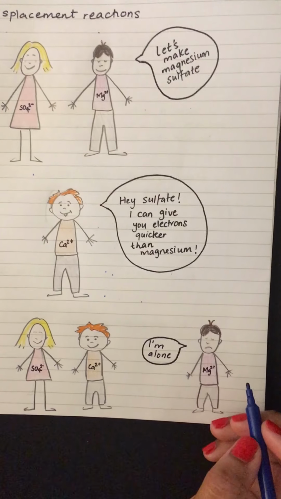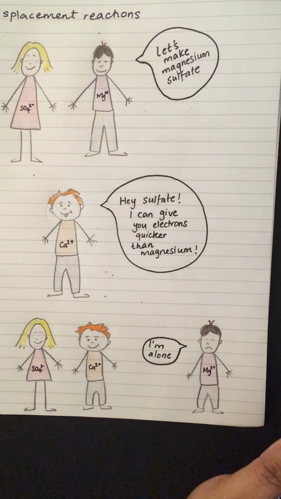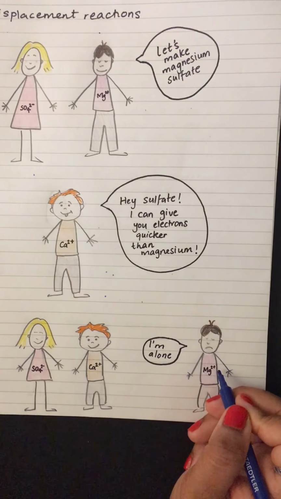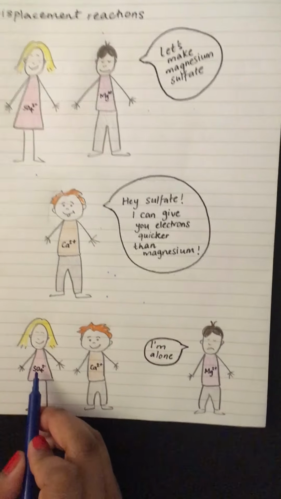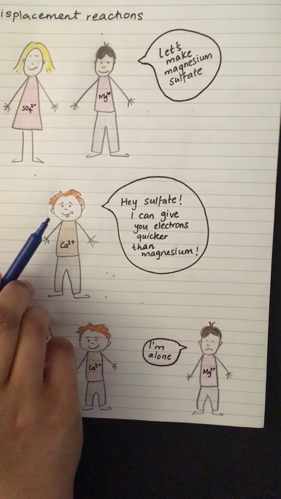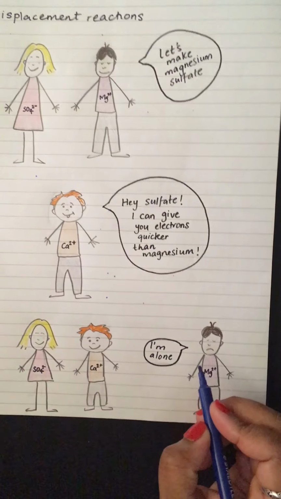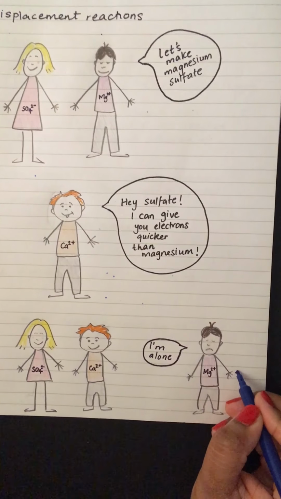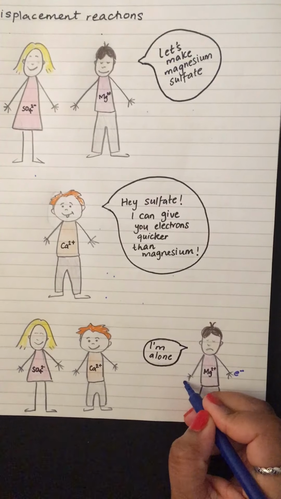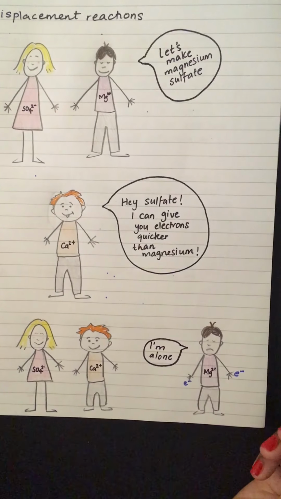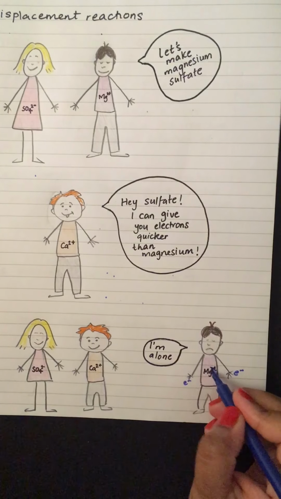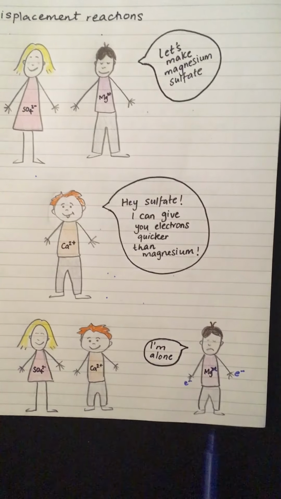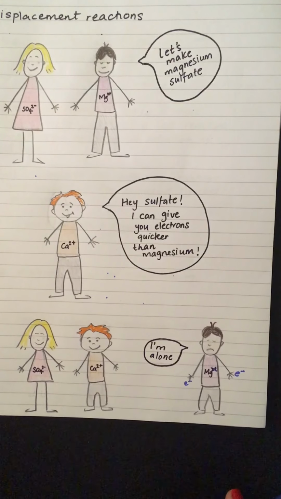Okay, now actually I've just realised I've made a mistake here. Because he's been left all alone, what actually happens is magnesium gets its 2 electrons back. Okay, let's put an electron in each hand. And magnesium actually loses its charge as a result. Now, next lesson we'll look at what actually happens in terms of electron transfer in these kind of reactions.